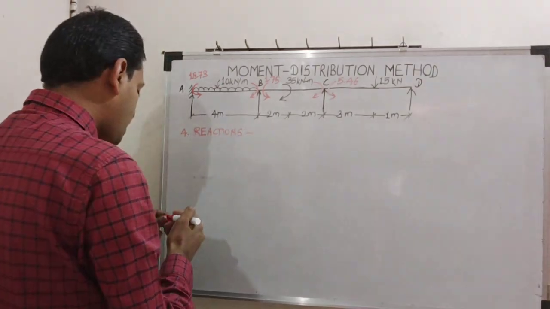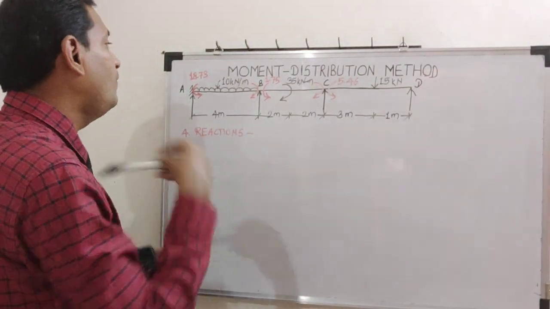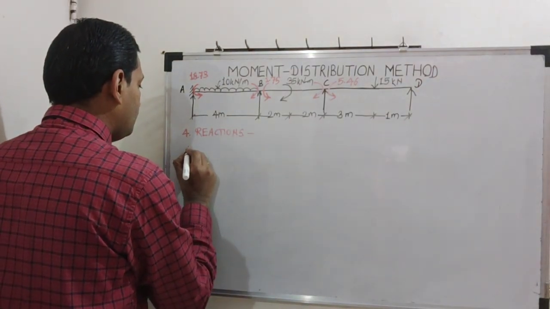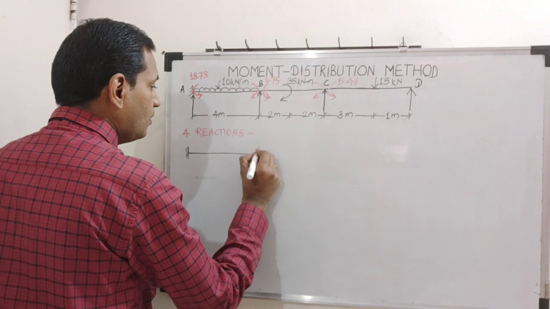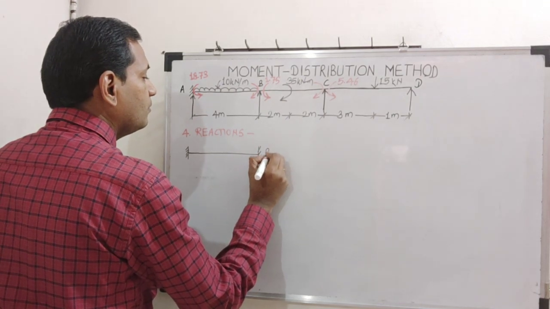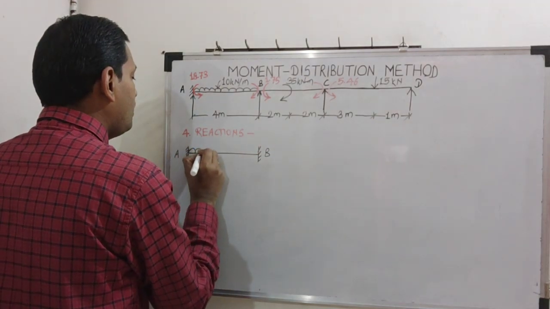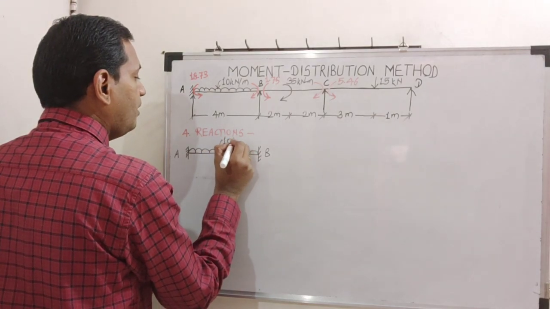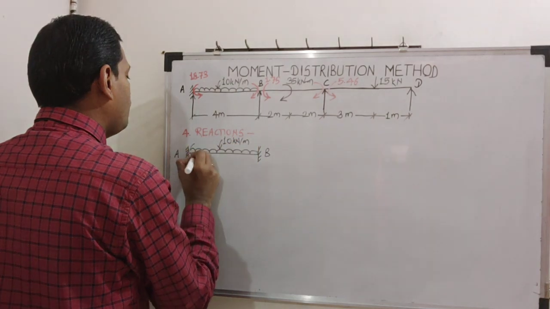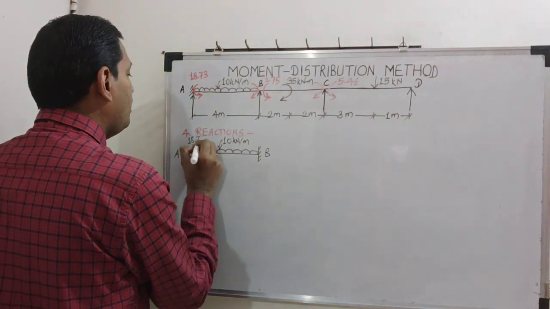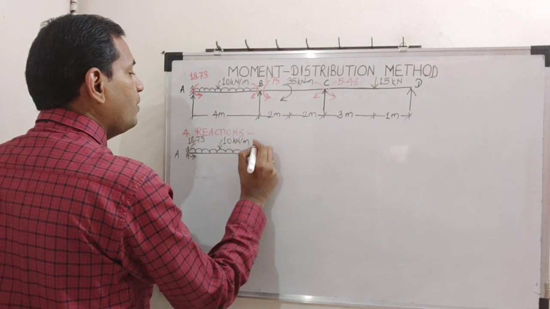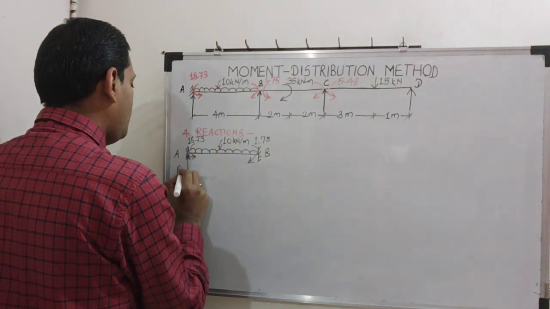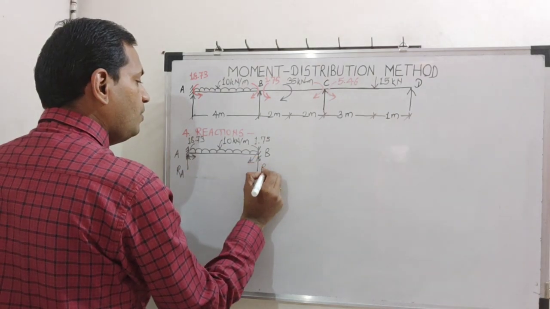There are three spans. So take free body diagrams of all the spans one by one quickly and then find reactions. First span AB. Here is a UDL of 10 kilonewton per meter. This final moment is 18.73 anti-clockwise. Here a clockwise moment of 1.75, and we have to find these two reactions RA and RB1.